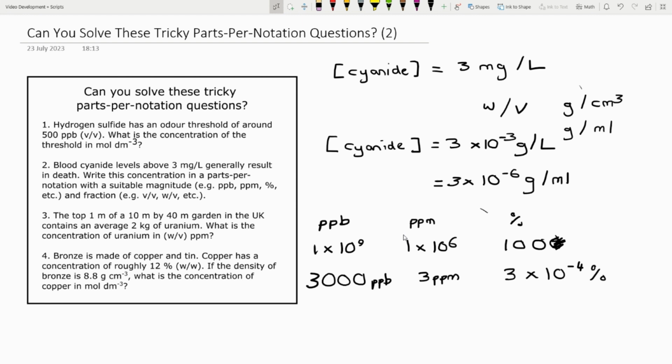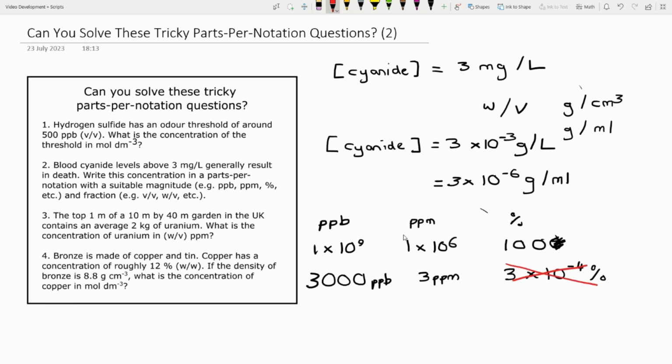So you can see quite straight away that this number is still quite tricky to deal with, and that's why we use the parts per notation. We're trying to make the number a bit more manageable. 3 times 10 to the minus 4 doesn't make that much sense to people because it's a really small number. So we're going to cross that one out straight away.